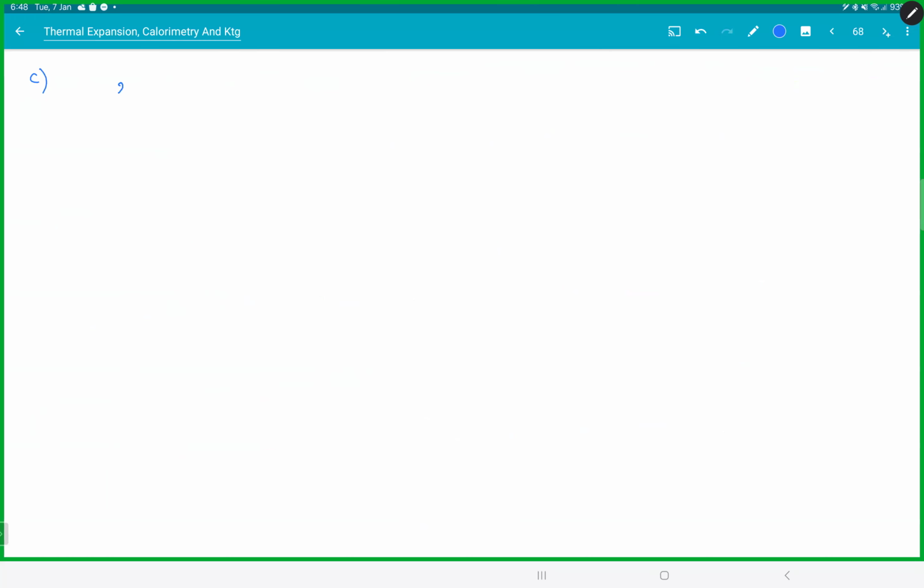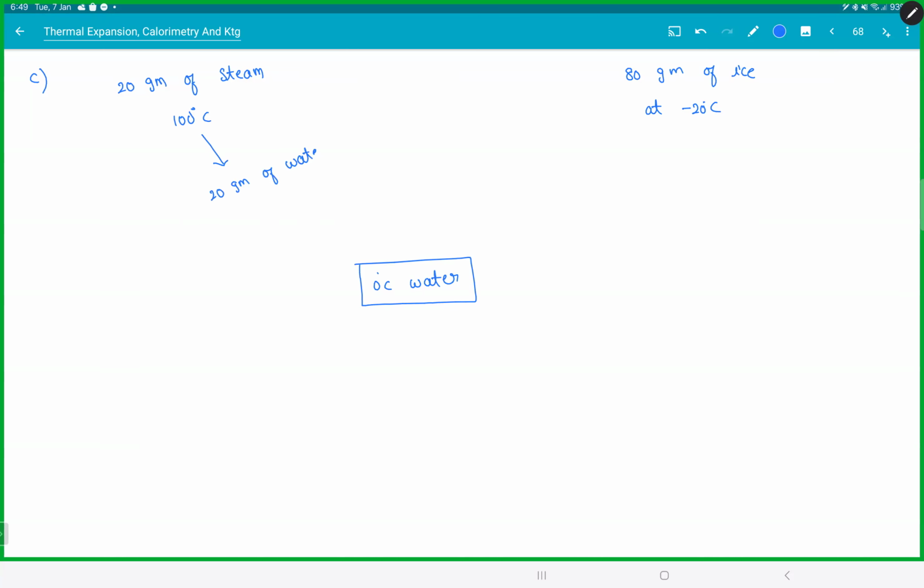So we have 20 grams of steam at 100 degrees, and 80 grams of ice at minus 20 degrees. I will take again 0 degree water as common state. You can actually take anything. I'm just taking 0 degree water as common state. Now this guy will become 20 grams of water at 100 degrees. Remember, before the temperature drops, you need to change your state. You have to become water. Then you'll become 0 degree water.